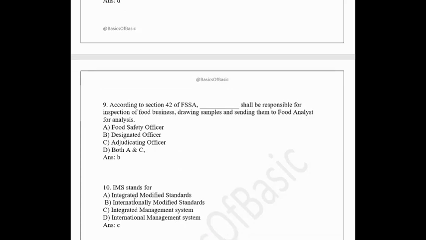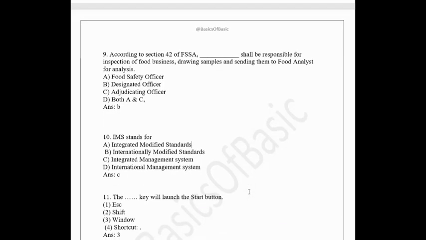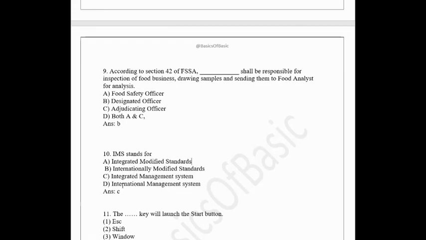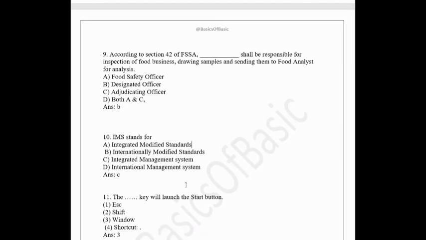IMS stands for Integrated Modified Standards, International Modified Standards, Integrated Management System, International Management System. So answer is Integrated Management System. This is a very easy option. So now these are the 10 questions with respect to FSSAI. Now let us continue with the computer section.